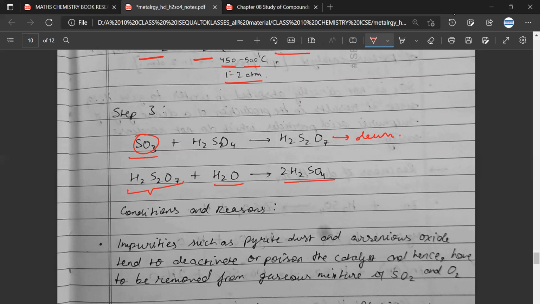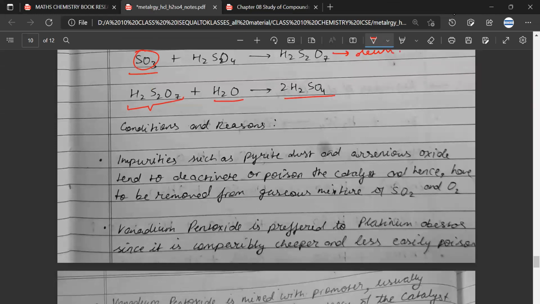Now there are some conditions and reasons associated with this manufacture of sulfuric acid. One of the first is that impurities such as pyrite dust and arsenious oxide tend to deactivate or poison the catalyst and hence have to be removed from the gaseous mixture of SO2 and O2. You only need to memorize this. There is no need to remember the chemical formulas or anything. So they deactivate or poison the catalyst.